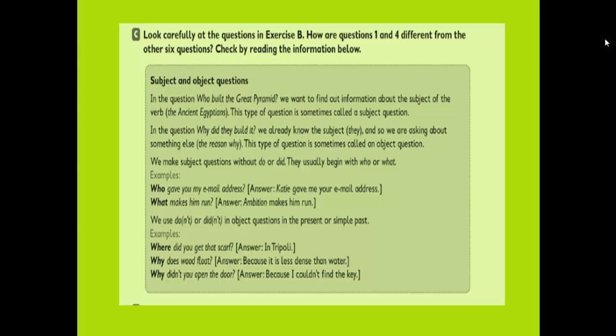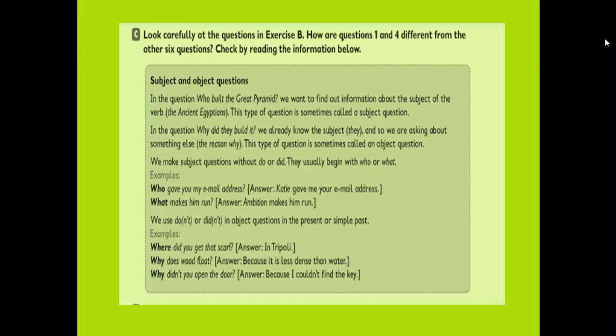So we have to differentiate between the kinds of questions, I mean subject or object questions. We make subject questions without do or did. So as I have mentioned, there is no need to use verb to do in the past or in the present. Do, does, did. There is no need to use verb to do if I want to ask about the subject. They usually begin with who or what.